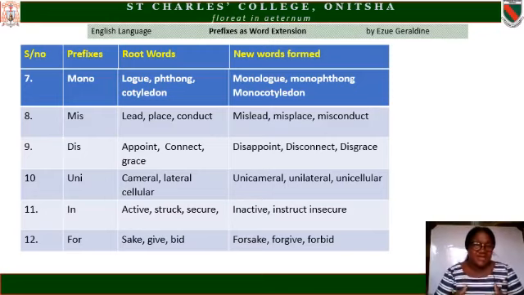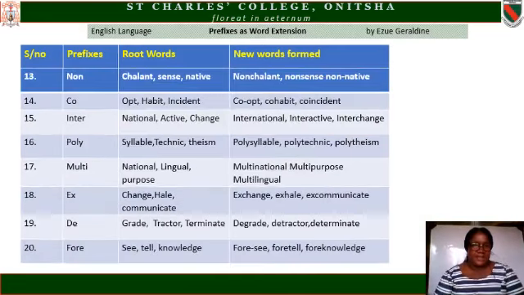Then another prefix is for, F-O-R, for. Then when we add it to words like sake, give, bid, it gives us words like forsake, forbid, and forgive. These are the new words formed.